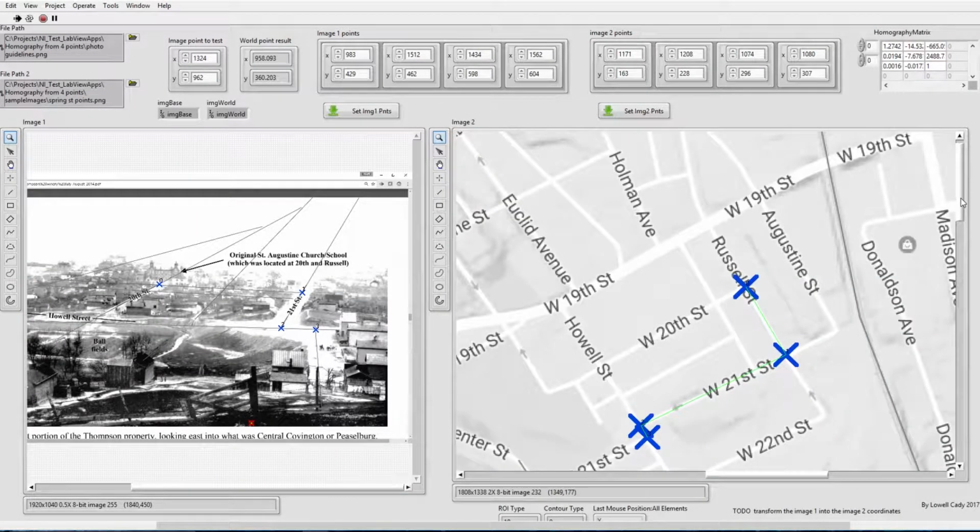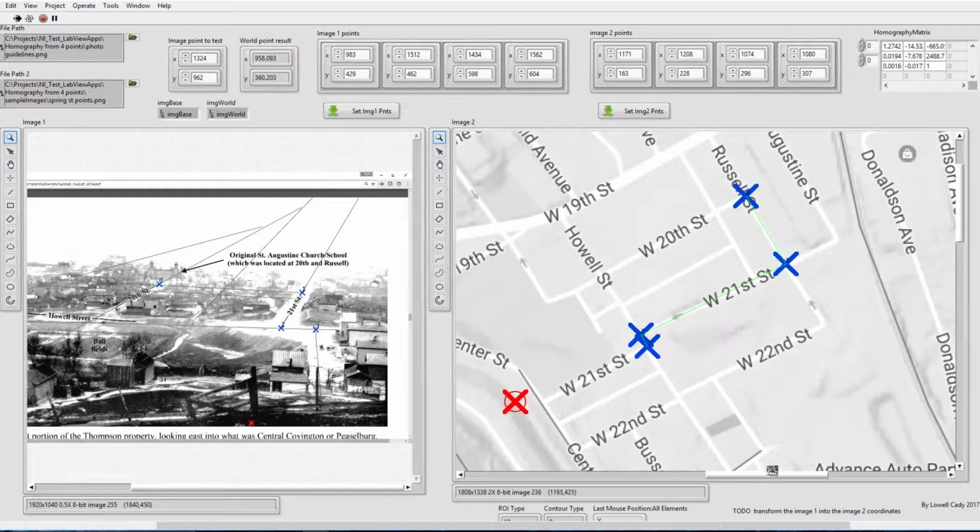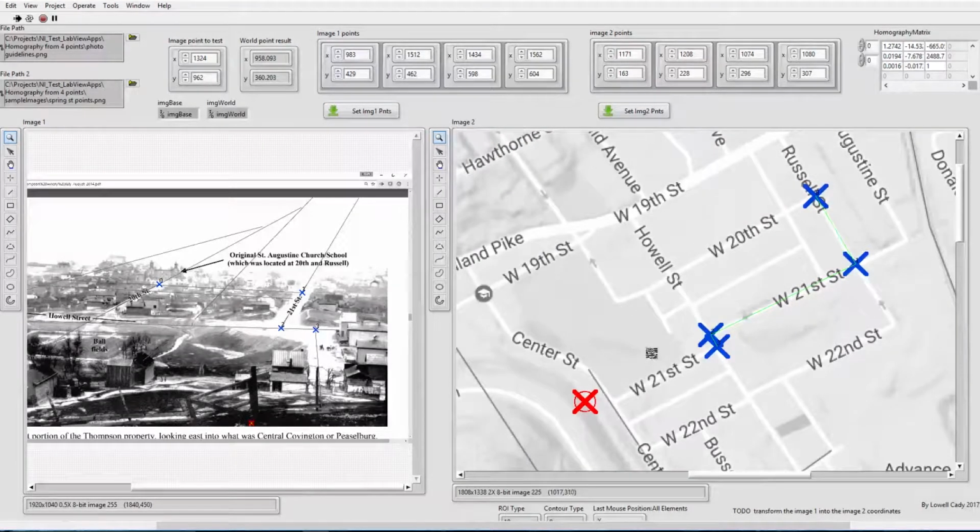Maybe that was a little bit much. Hang on a second. So, also on the left, I added some guidelines to help figure out where the streets were. So this is 20th. This is the alleyway that's in between 20th and 21st. Here's 21st. Here's Howell. So I've got these points pretty close together.